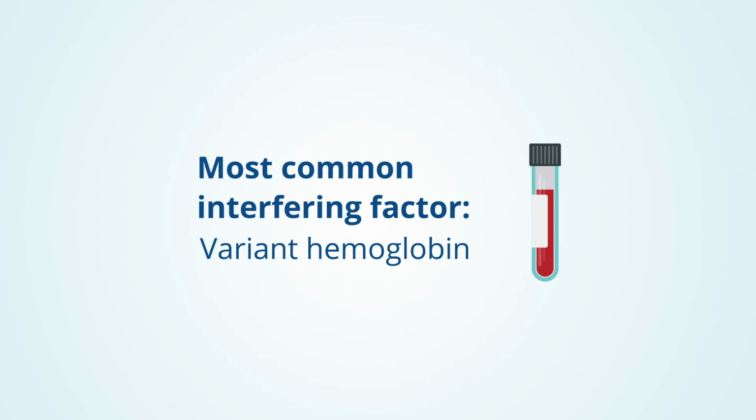There are certain factors that may interfere with the measurement of hemoglobin A1C, the most common being variant hemoglobins, which may interfere with certain assays. A hemoglobin variant is hemoglobin with a change in one of the amino acids that can result in a change in red cell lifespan or can interfere with the assay depending on where the mutation occurs.